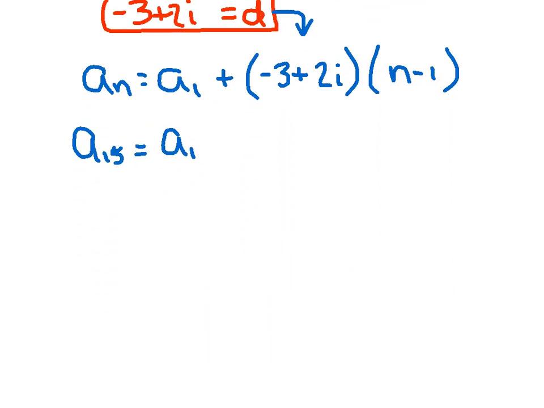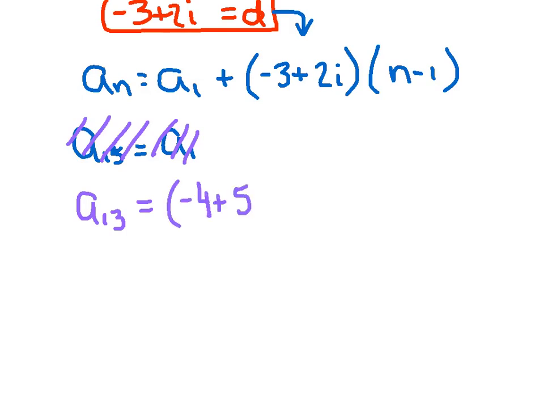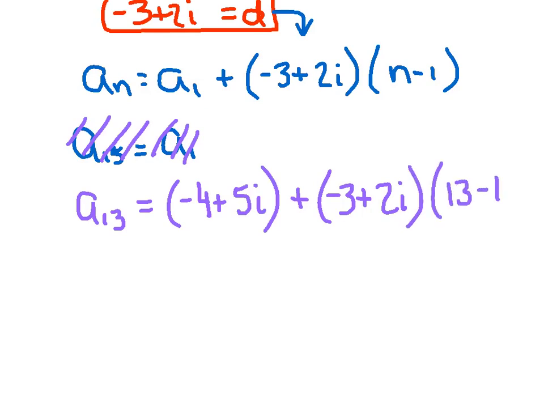So come on down here, and I apologize for that. I want to just fix this. I think this is the easiest way to do it. So that when they say 15th term, that's actually the 13th term, based off of the fact that a sub 1 is going to be, let's see, what did we say, negative 4 plus 5i was the first term up there in the red box, plus our common difference of negative 3 plus 2i times, and then we're going to substitute the 13 in for the n.